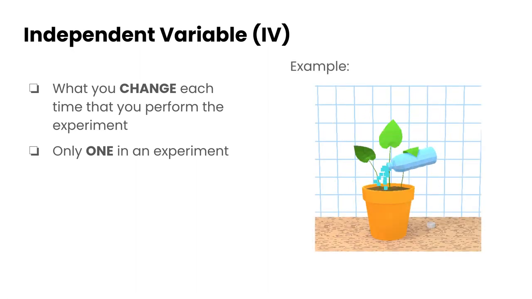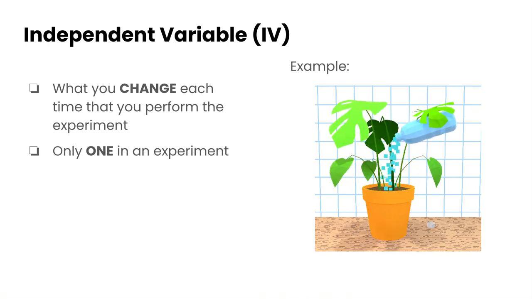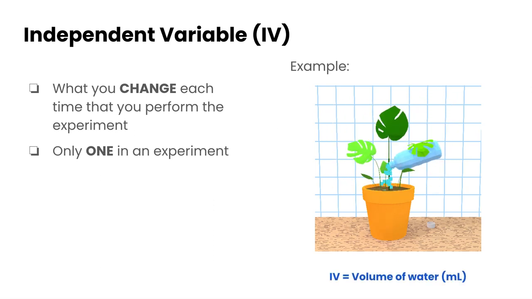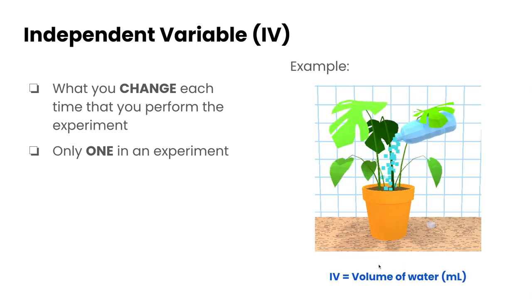So let's take an example. Say, for example, we wanted to study how the volume of water affects the growth of a plant. The volume of water that you add could be an independent variable, and you could measure this in milliliters. So, whenever we talk about independent variables or variables in general, we always define what the variable is as well as the unit of either what we're changing or what we're measuring.